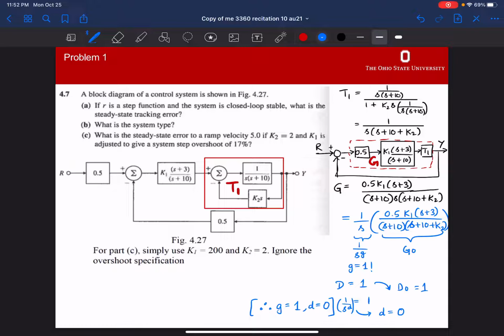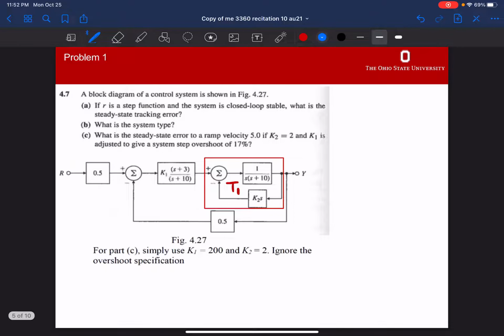So now we can actually go ahead and calculate the solution for part A, B, and C. So let's start off with part A. Here they are telling us that we have a step input.